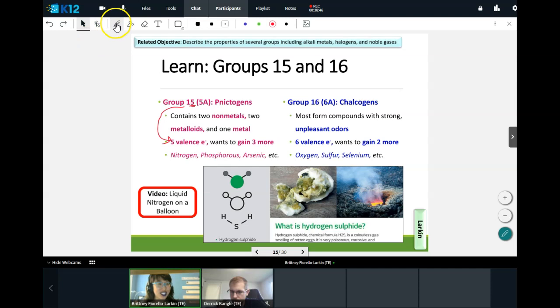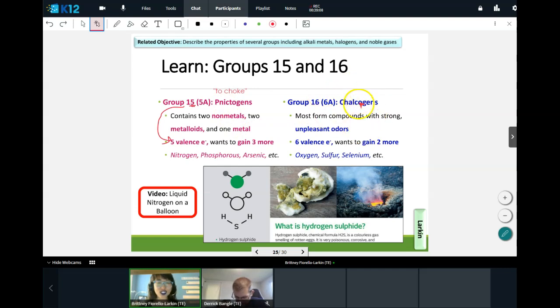An example of which is nitrogen. Remember, we do have a lot of nitrogen in our atmosphere. We actually have more nitrogen than oxygen in our atmosphere, but because of that oxygen, we can still breathe. Pnictogen, though, means to choke, because if we had an environment entirely of nitrogen, we would choke. All right, so that's where that word comes from, the Greek pnictogens.